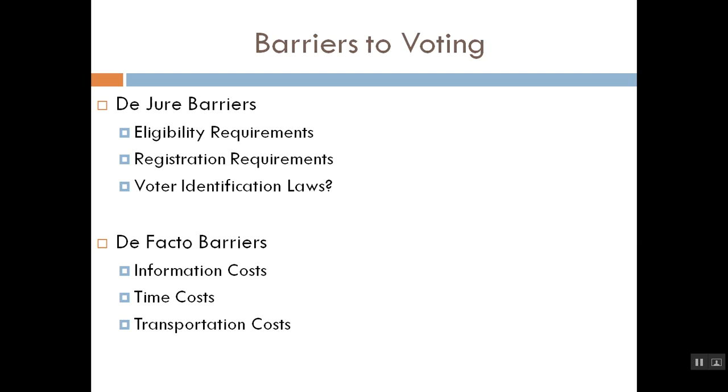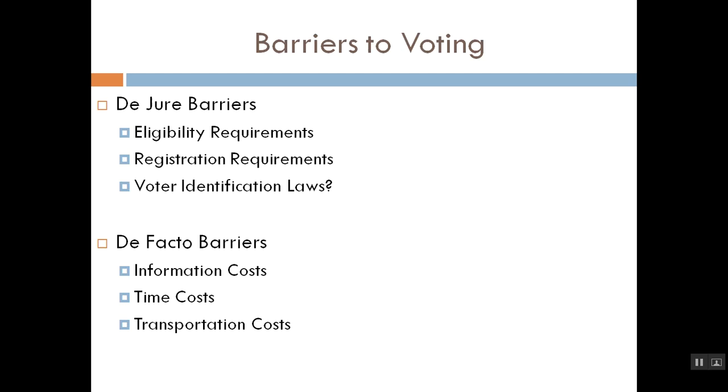There's no evidence that they actually successfully prevent voter fraud either. They may or may not, we don't know. But at the end of the day, voter identification laws are not a good explanation for the decline in voter turnout in our country. So these de jure barriers don't explain the trend.